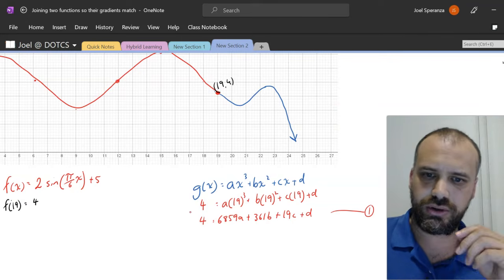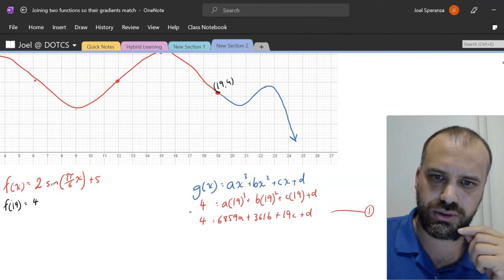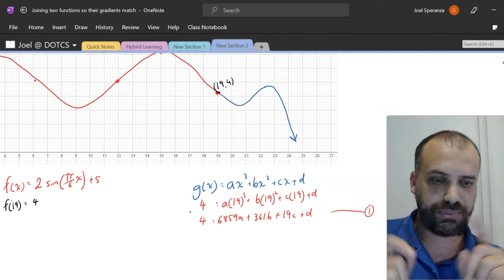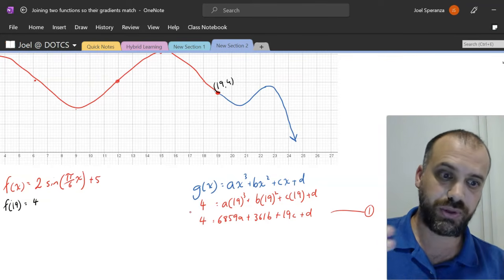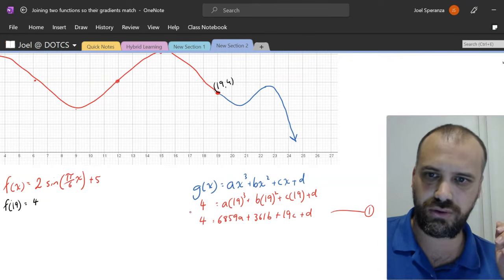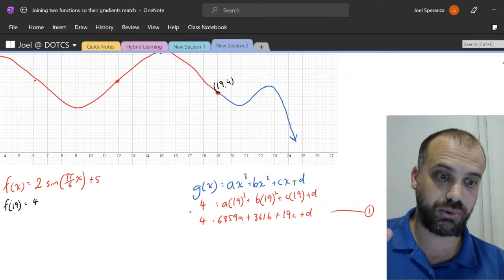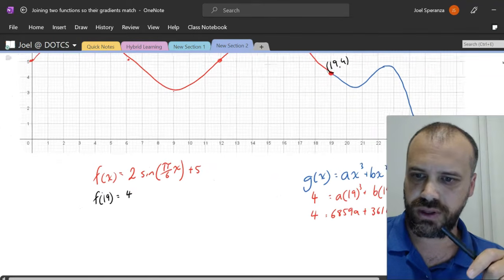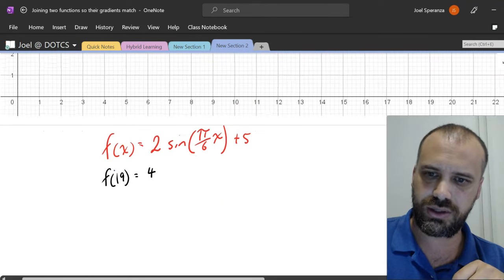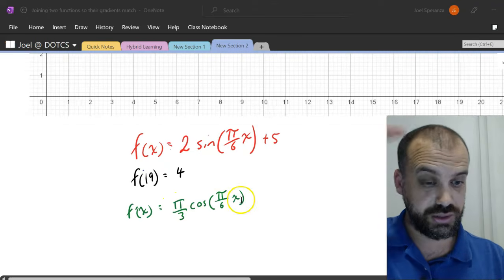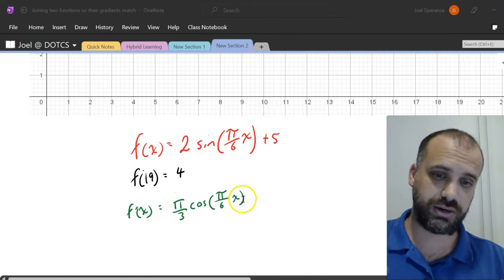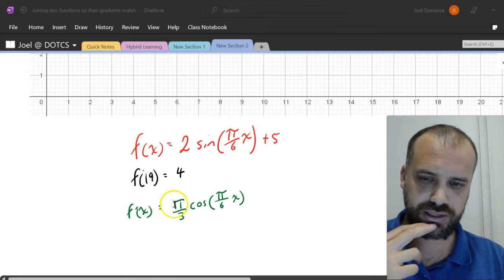Alright, so not only does this equation need to meet that trig function at point 19, 4, but it also needs to have the same gradient. So, what is the gradient of the trig function at point 19, 4? Well, for that, we're going to need the derivative of that function, which you should be able to find. There's the derivative. You can always check that on a calculator or something, but I know that that's a derivative.